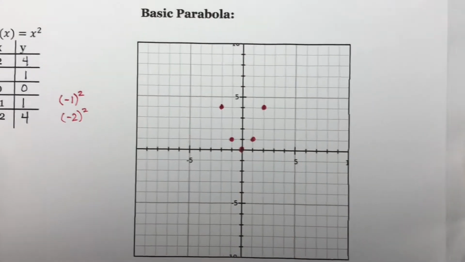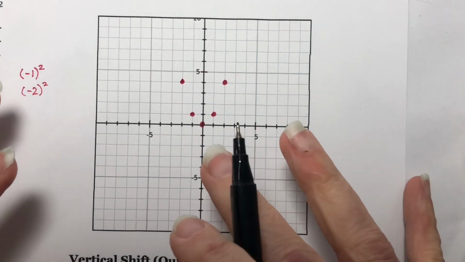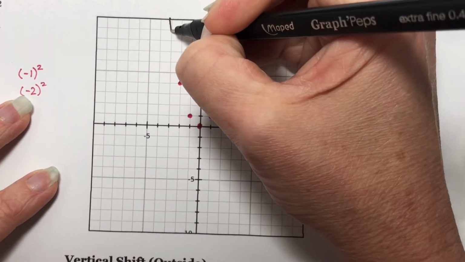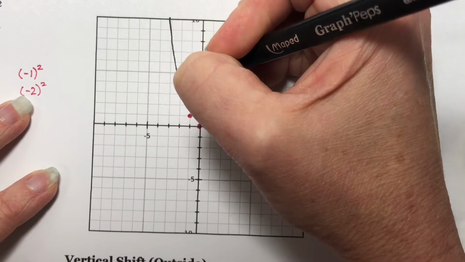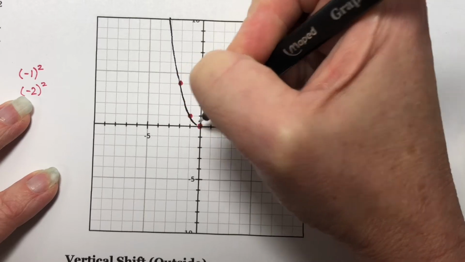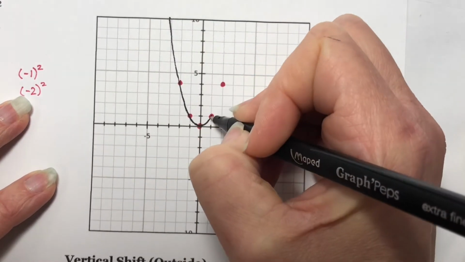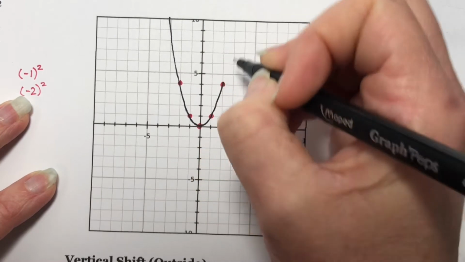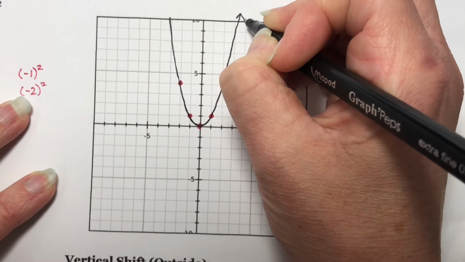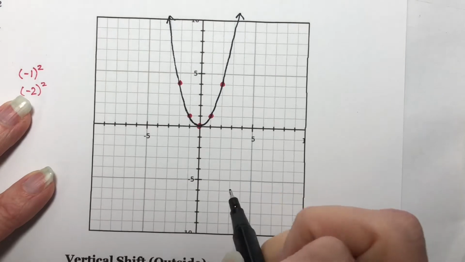Now I'm going to connect these points in a curve. I don't expect you to be an artist; it's not going to be beautiful, chances are, but it's going to look something like this. You want to do your best to make sure this is a curve at the bottom here. It does not come to a sharp point. So this is the basic shape of a parabola.